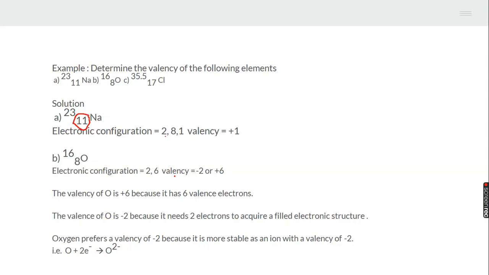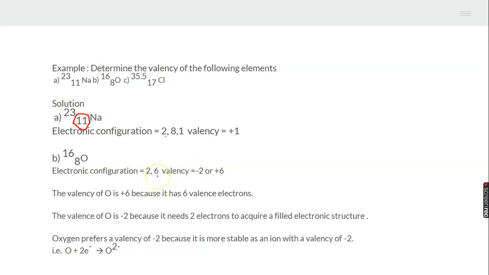Why is it -2, if I may ask? We said it is distributed in the K shell to be 2 electrons. That's the maximum number of electrons in the K shell, and this is the maximum number of electrons in the L shell. So for the L shell to be filled up, it remains 2 to reach the octet configuration. And you know, atoms of elements are always stable when they are half filled or filled, when they have a filled electronic configuration.